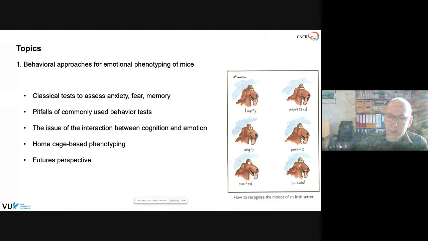And then I will give you an idea how we can better separate this by removing many unspecific stressors based on home cage-based phenotyping. And I'll give you some perspective, because there is a big initiative in Europe and also now starting in the USA, where we are in the move of more automated phenotyping in the long run.